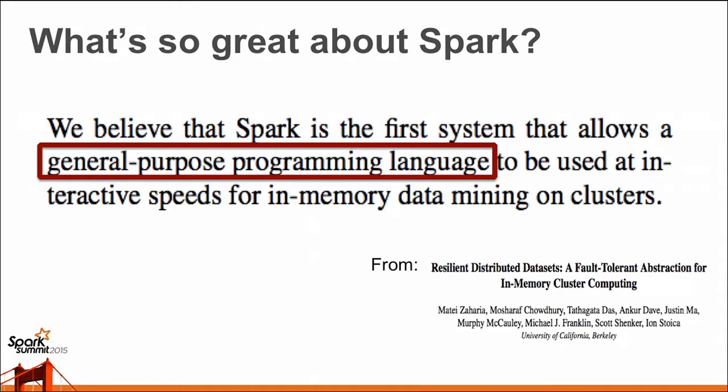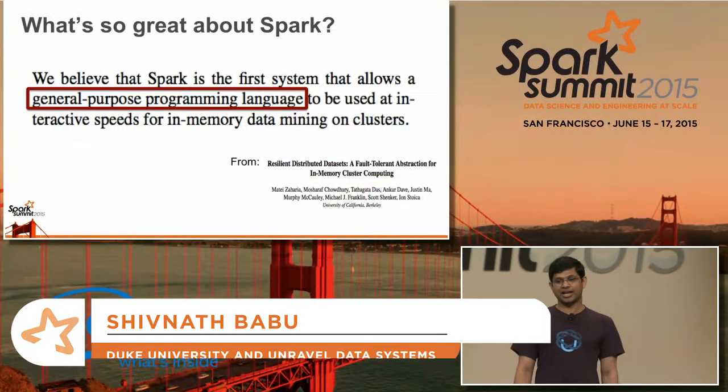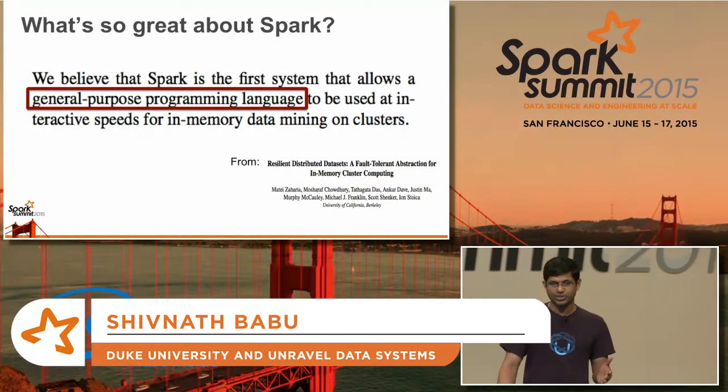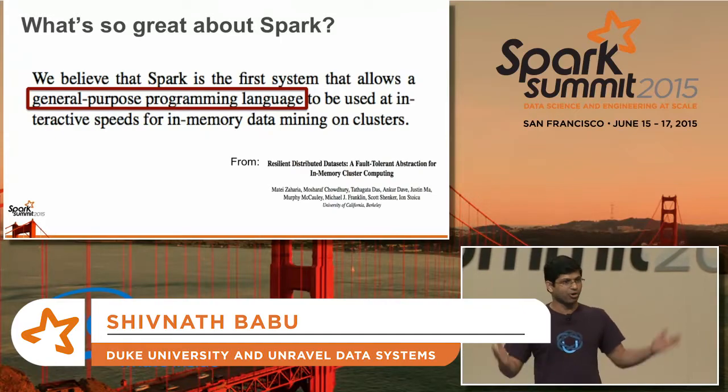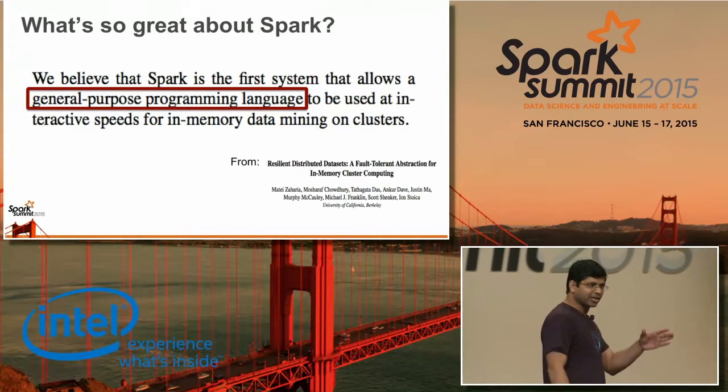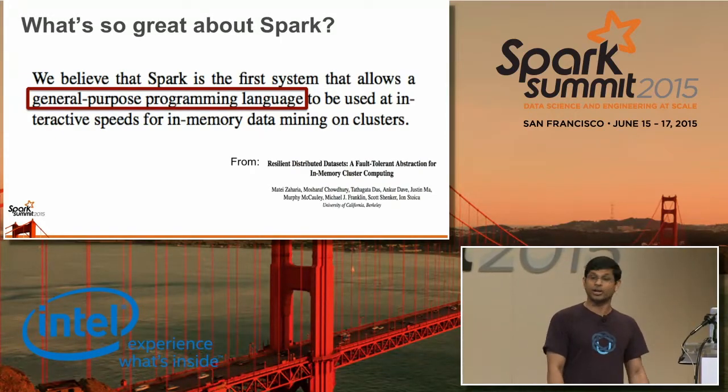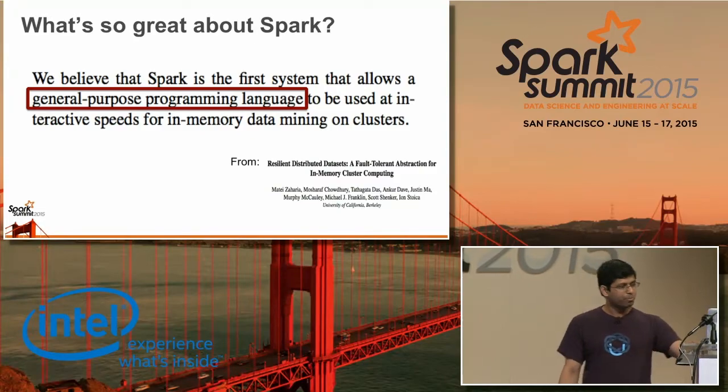So why do people like Lance love Spark, right? There are many, many reasons, and what you see on the slide here is why we think a lot of developers love Spark. This is a line. It's not our line. It's a line from the Spark research paper that won the Best Paper Award. Let me read it out to you. We believe that Spark is the first system that allows a general purpose programming language to be used at interactive speeds for data mining on large clusters, right? The key phrase here is a general purpose programming language like Scala, Java, Python.